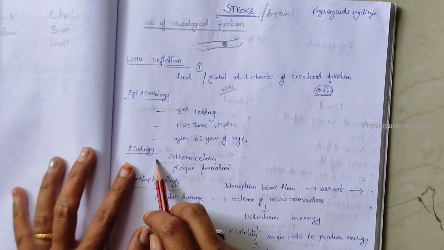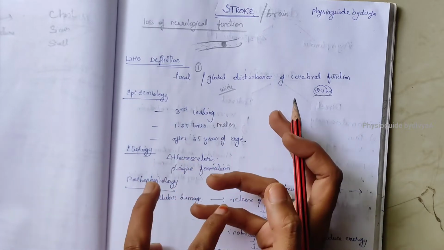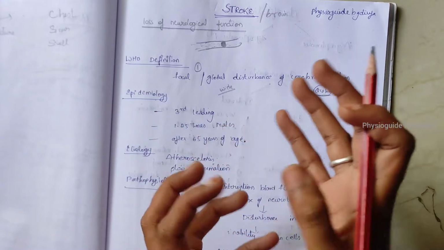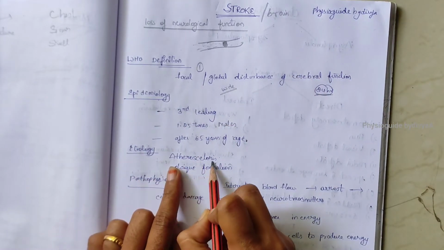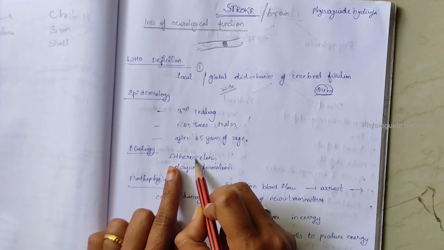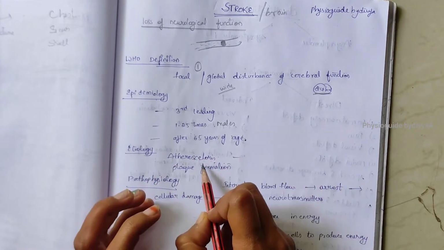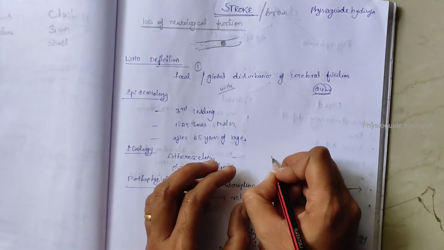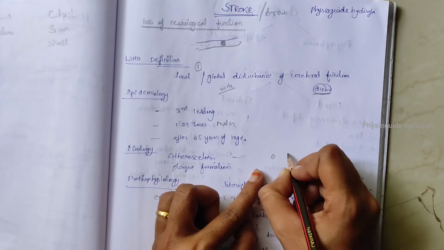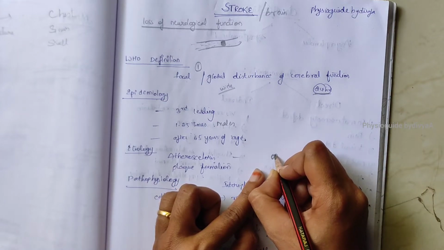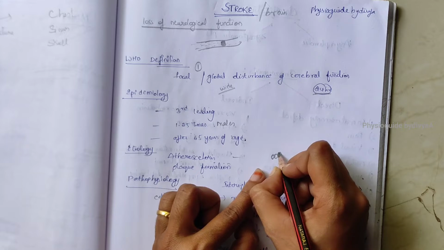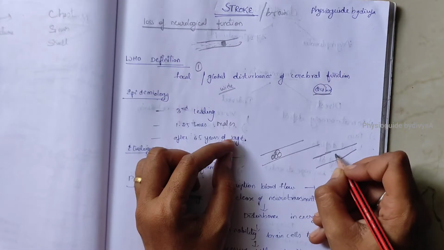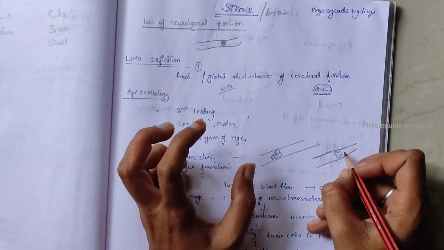Now, etiology means the origin of disease, where this disease starts. The origin is atherosclerosis. This is a major contributory factor for causing stroke. It is characterized by plaque formation, like a dust-like formation, with accumulation of lipids, fibrin, complex carbohydrates, and calcium deposits. As a result, there will be blockage of the blood flow. Due to the block, there will be narrowing of the blood vessels.